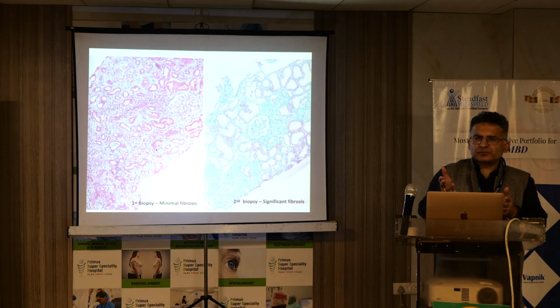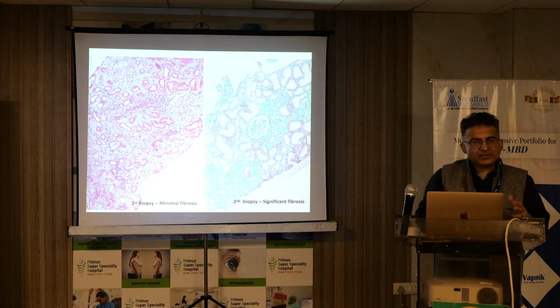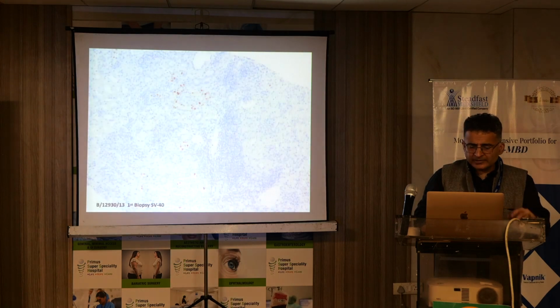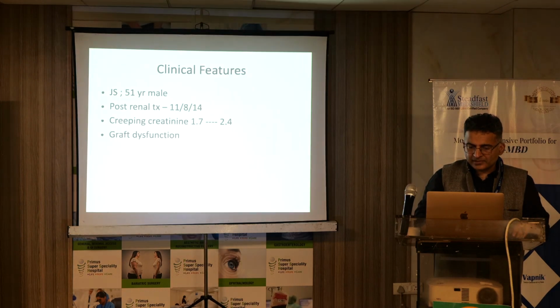I think the majority of the time BKV comes after 3 or 4 months post transplant, but I routinely do BKV from 1 month post transplant. SV40 has to be done. So the first biopsy was showing very minimal chronicity, you hardly see any greenish area, and the second biopsy showed progression of chronicity. And this is the BKV stain, SV40, which comes positive.